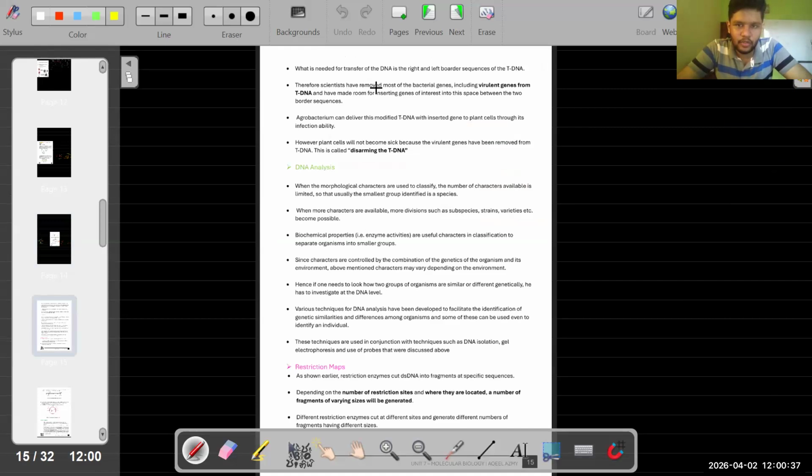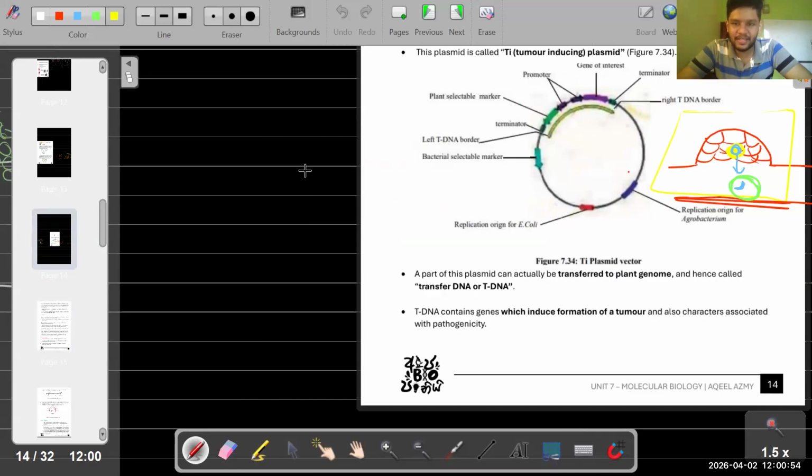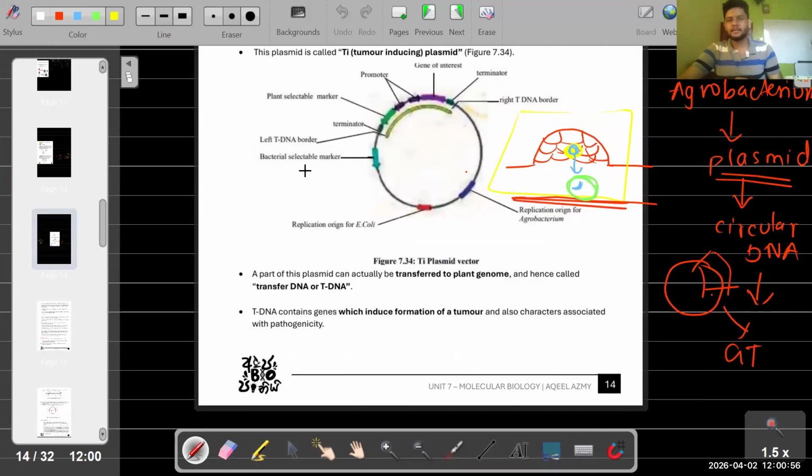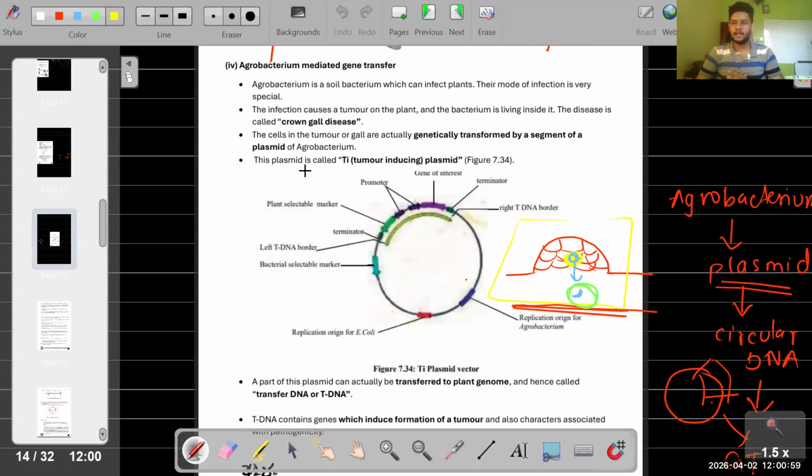Therefore, scientists have removed most of the bacterial genes, including virulent genes for the transfer DNA, and have made room for inserting the genes of certain border sequences. Right? Now, actually, until now, what we have learned is DNA delivery systems, which means the methods how we can insert the DNA we wish. Is it clear?